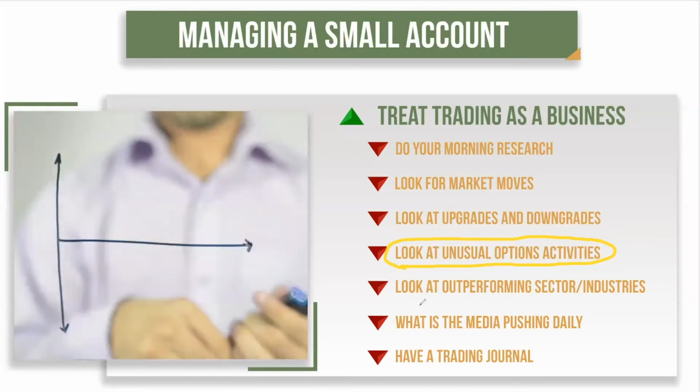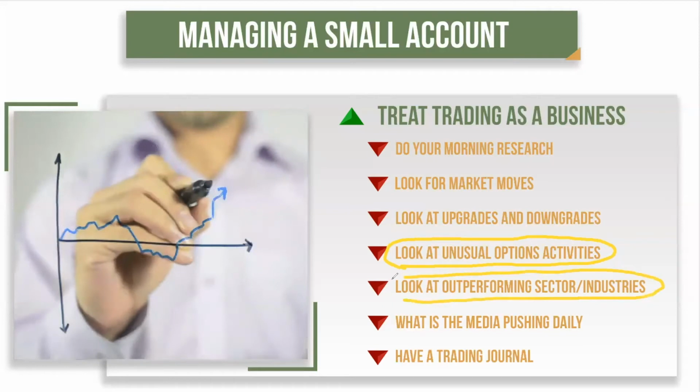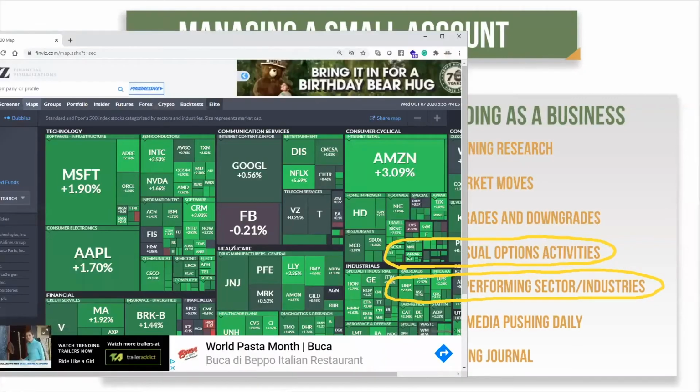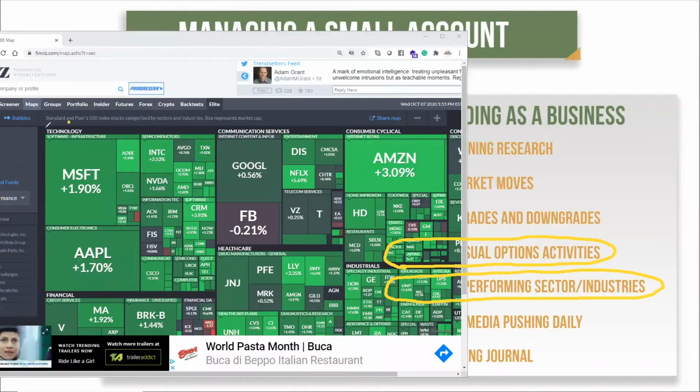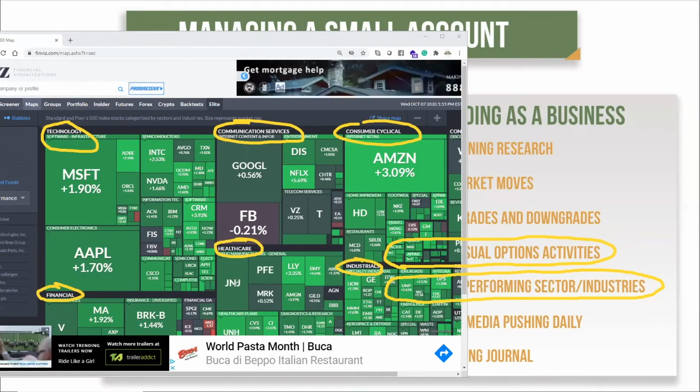And like I said, too, I want you to look at outperforming sectors and industries. And we do this simply by looking at our heat map. Our heat map here is going to tell us everything. This is going to tell us what sectors are looking good and then what industries within those sectors are looking good. So it's really important here to be focused on what's going on. Your consumer staples are over here.